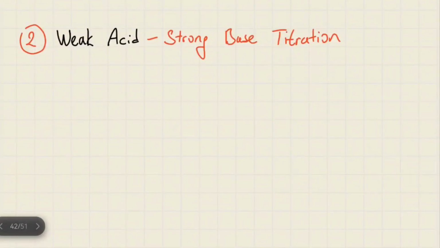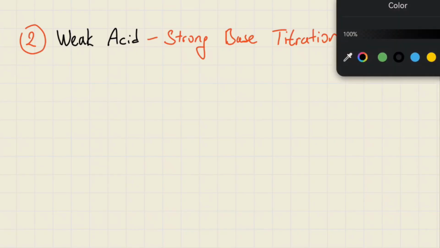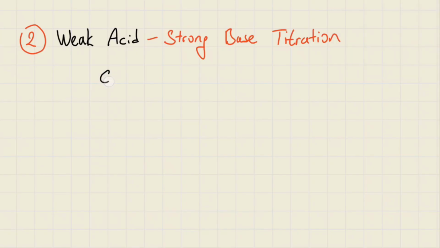Then I want to talk about weak acid and strong base titration. It is a little bit more complicated, and I want to give a simple example. For instance, the weak acid is acetic acid, CH3COOH, and we again have a strong base, which is sodium hydroxide.